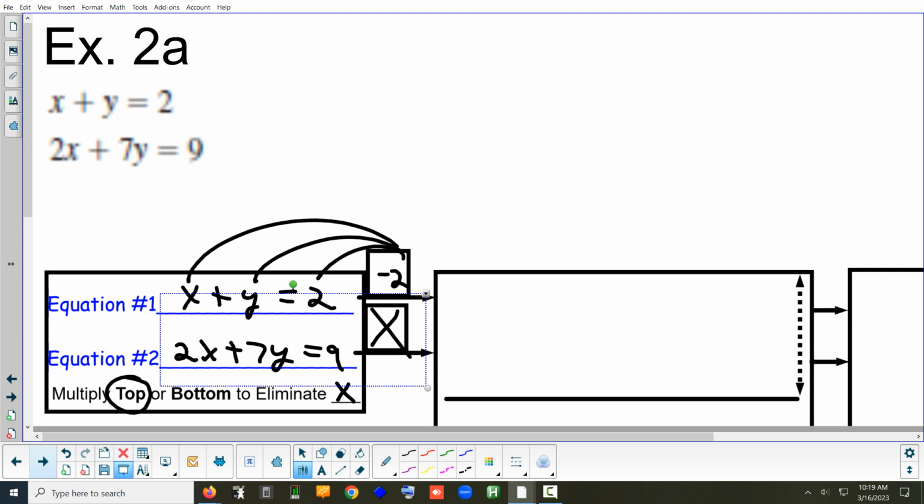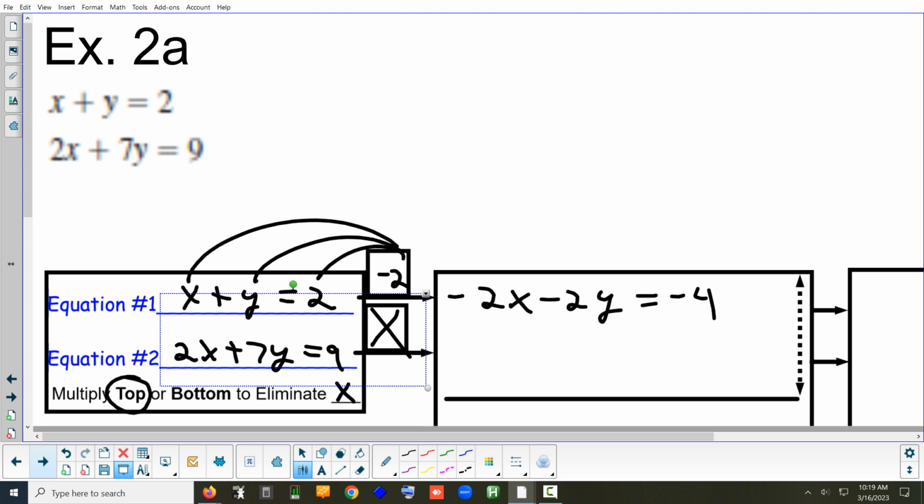Let's do it out. So, Abby, what's -2 times x? So we get -2x, and we gotta do it to all of them. Lexi, what's -2 times y? So -2y. And on the other side, Tirza, what's -2 times 2? -4. So there's the top equation with everything multiplied by -2.